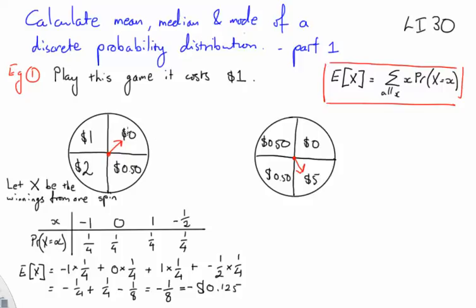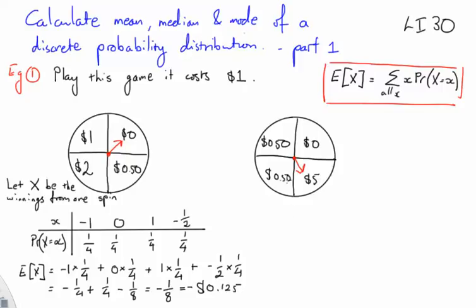This means, on average, you stand to lose 12.5 cents every time you play this game. Doesn't mean that you'll ever actually lose 12.5 cents on any given spin, you can't. But on average, over time, the more you play, the more it'll converge to this value. The average loss for this game is 12.5 cents. The more you play this game, the more you lose. It's a losing game because the expectation is negative. The expectation is that you lose money.